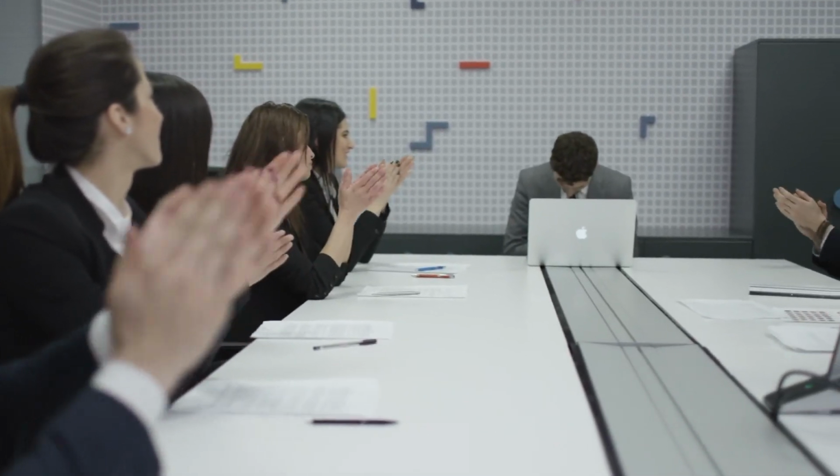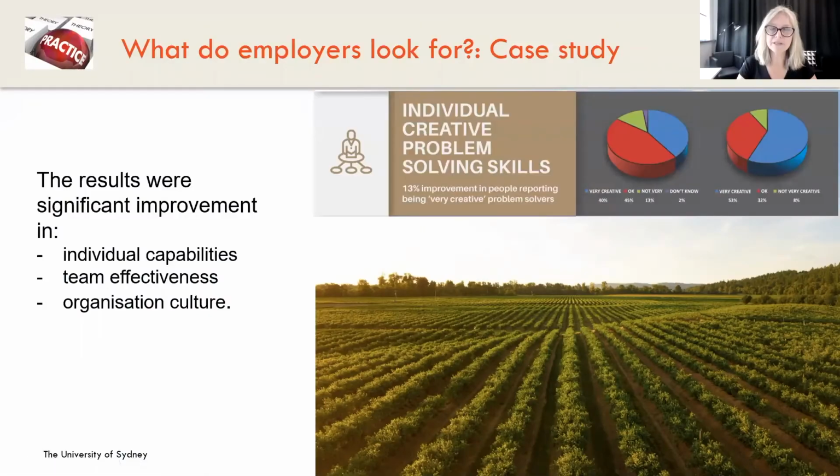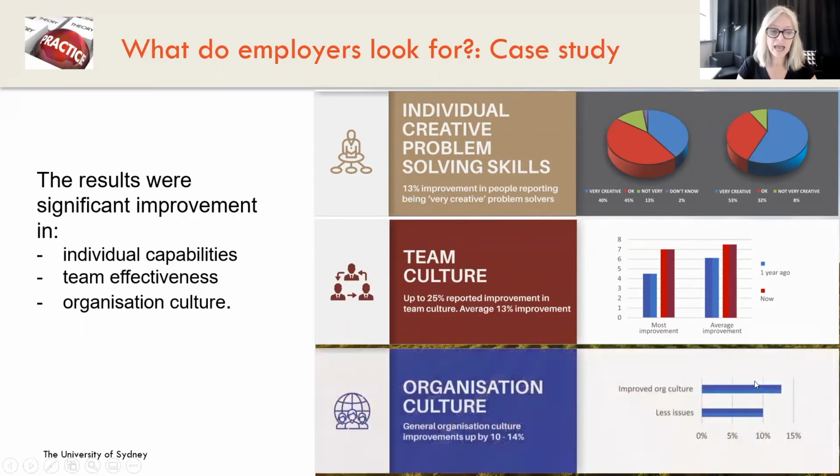And because I had a long time to work with this organisation, we had great results. And you'll see here that they improved in terms of their individual capabilities, their team effectiveness, and their organisation culture overall. So in terms of their individual creative or innovative problem-solving capabilities, there was a 13% improvement. In terms of team culture, in different teams, there were up to 25% reported improvements with an average of 13% improvement. And then overall as an organisation, there were improvements of 10 to 14% in reported feelings about how the culture had improved.